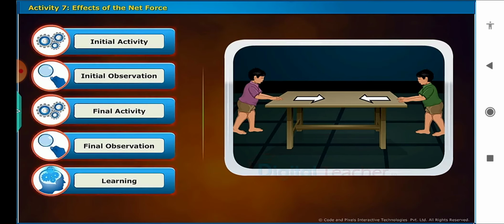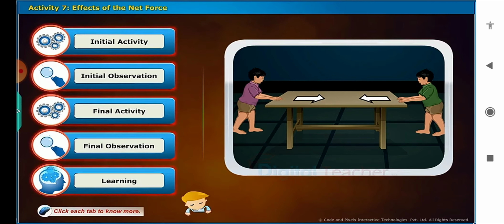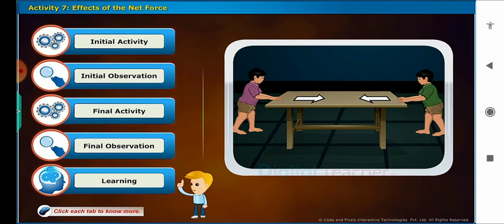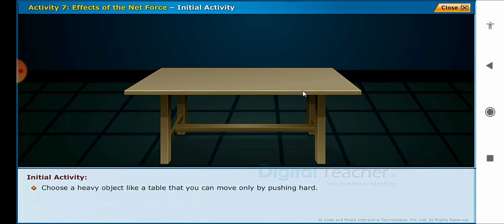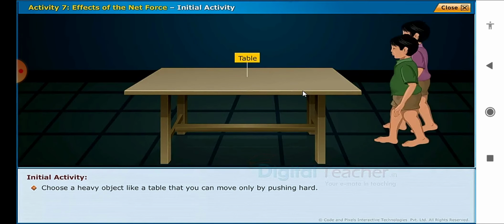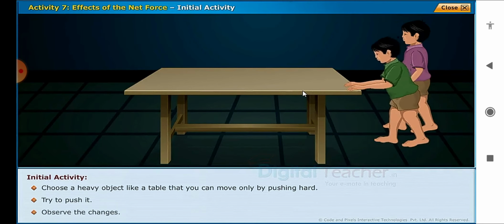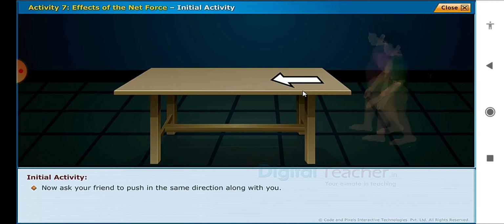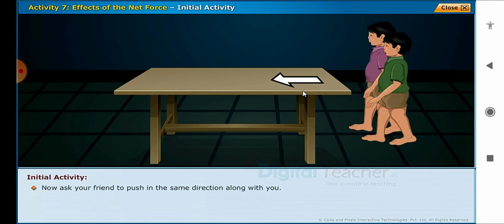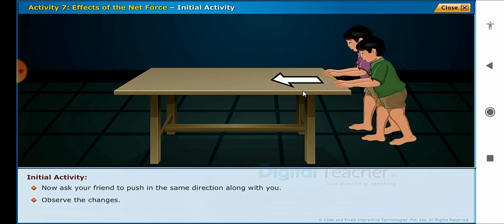Now, let us perform an activity to observe the effects of net force acting on an object. Click each tab to know more. Choose a heavy object like a table that you can move only by pushing hard. Try to push it. Observe the changes. Now ask your friend to push in the same direction along with you. Observe the changes.